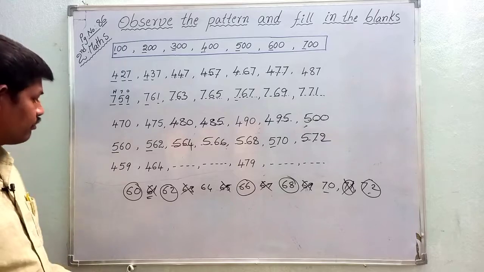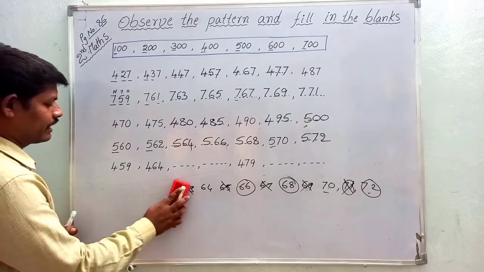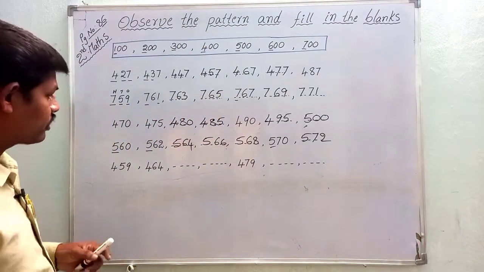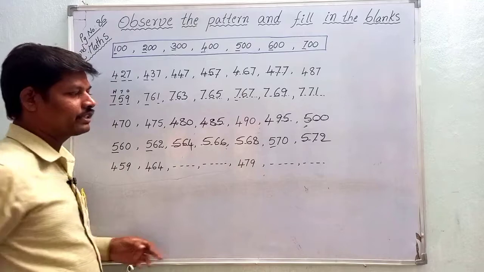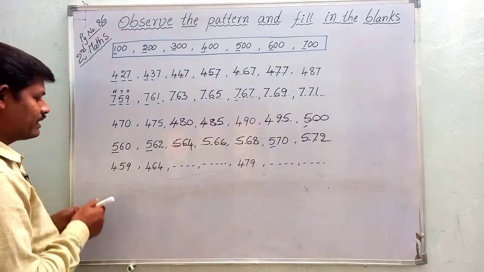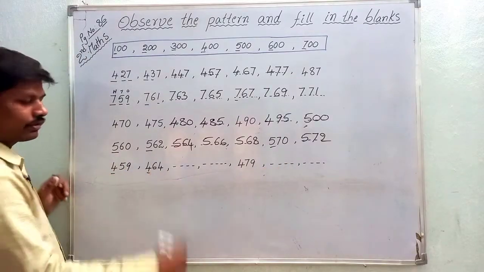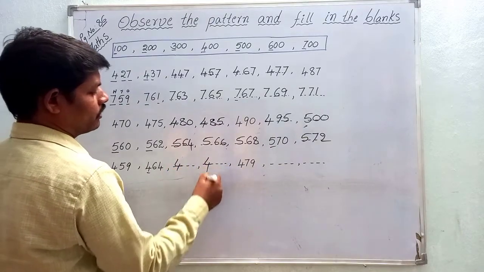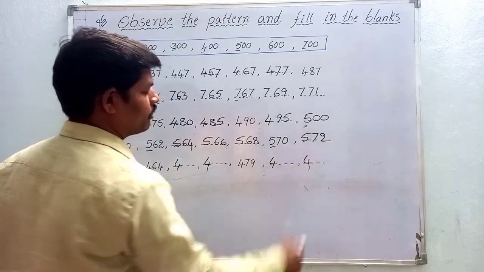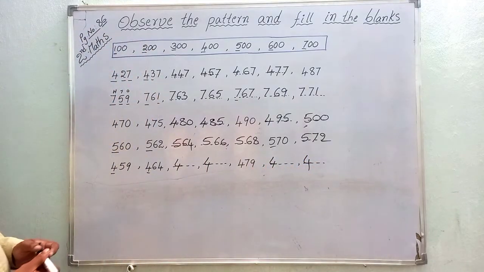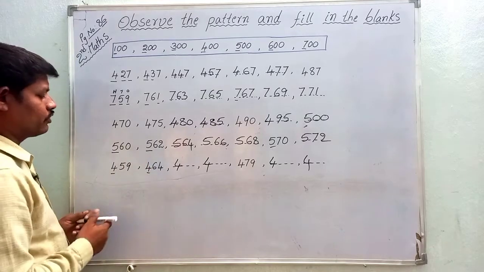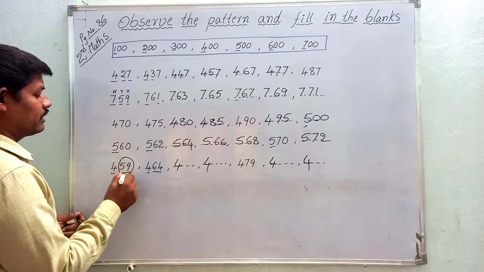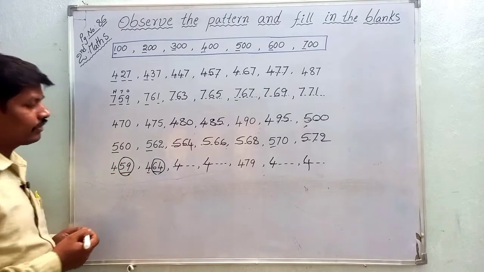Next one. 459. Let us see this one. 459, 464, dash, 479, dash is given. What is the digit present in the hundreds place? 4. Here also 4. So you can write 4, here also 4, here also 4, here also 4. 59, next 64. Let us observe this difference.